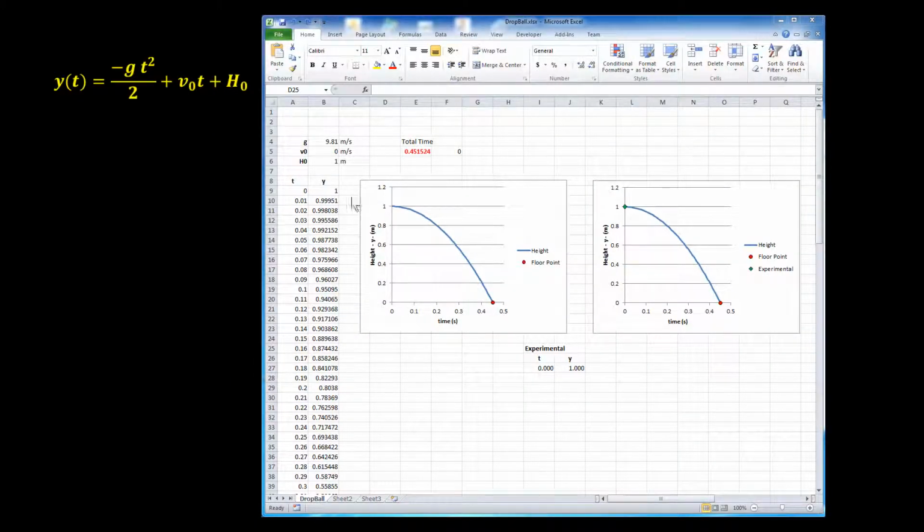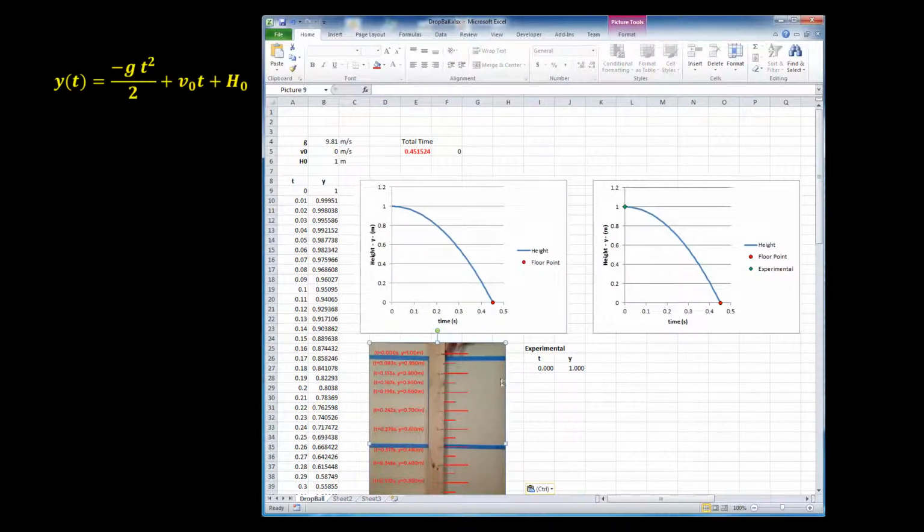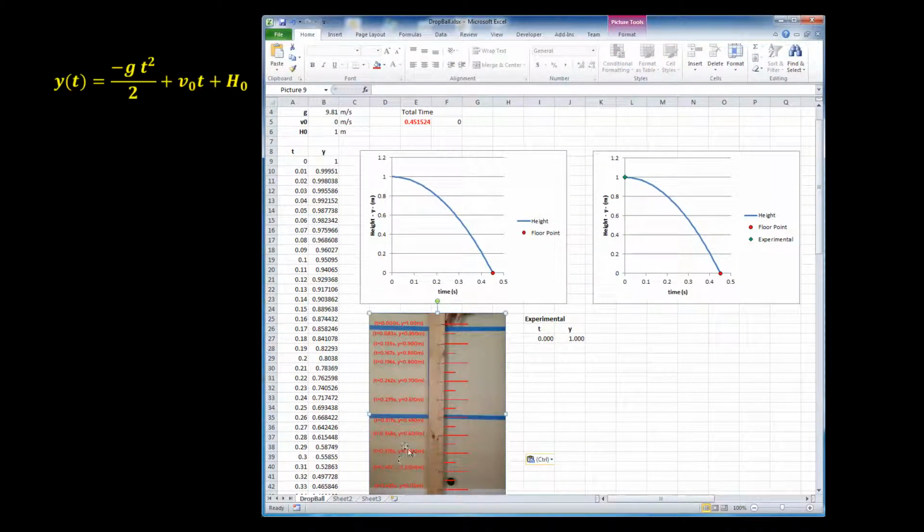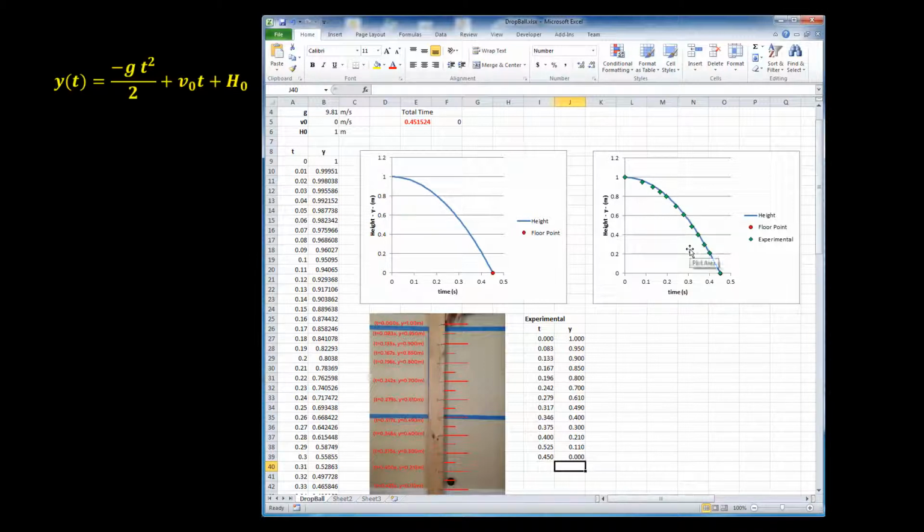And then we go back to Excel, and we take those points and make a table out of them, and then we compare the points in the table to the actual graph, and we see that they line up.